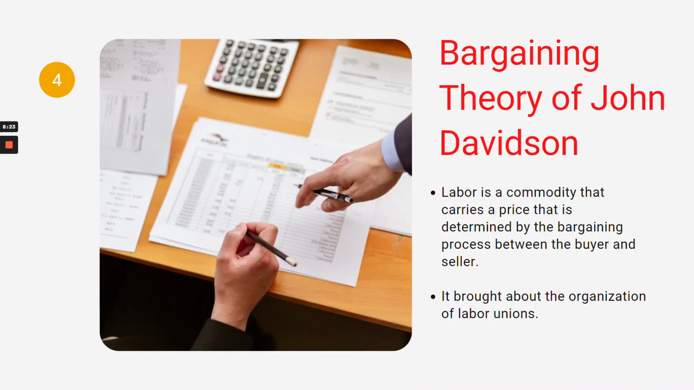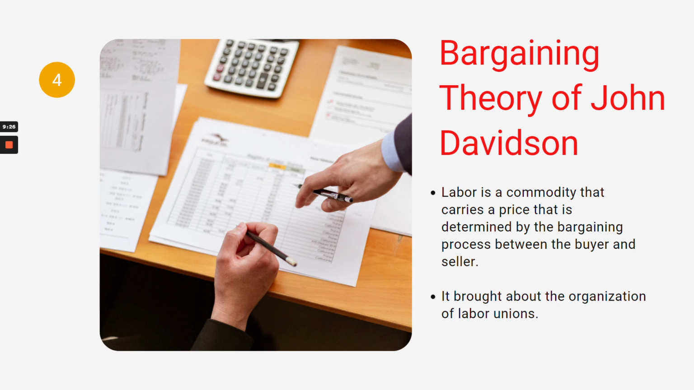So that is the wage fund theory. Another theory is the bargaining theory of John Davidson. The bargaining theory proposes that labor is a commodity like anything that could be bought at a price by the user. As a commodity, the labor has a price that is determined by the bargaining process between the buyer and the seller. The sellers are the labor or the workers, and the buyers are the users or the industries that utilize their services. So there is a negotiation process between the buyer and the seller. The labor sets the limit of the value of their services as conditioned by the utility of reward. So they are the ones who set the value.